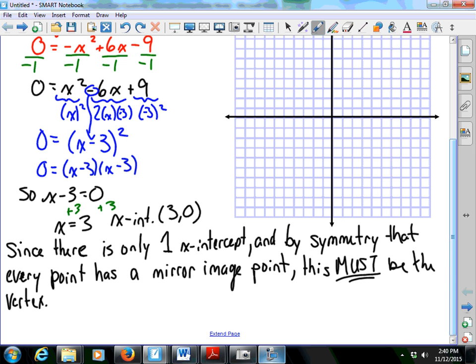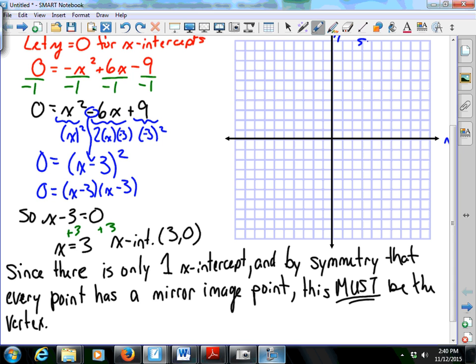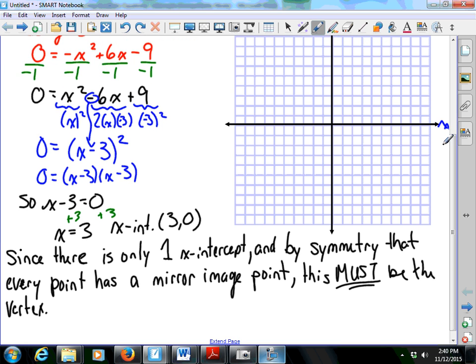So if I know where the vertex is, I'm going to plot it up here on my graph. Scroll up a little. So y to the sky, x to the horizontal. I'm saying the scale is 1. So when x is 3, 1, 2, 3, y is 0. There's my vertex, 3, 0.